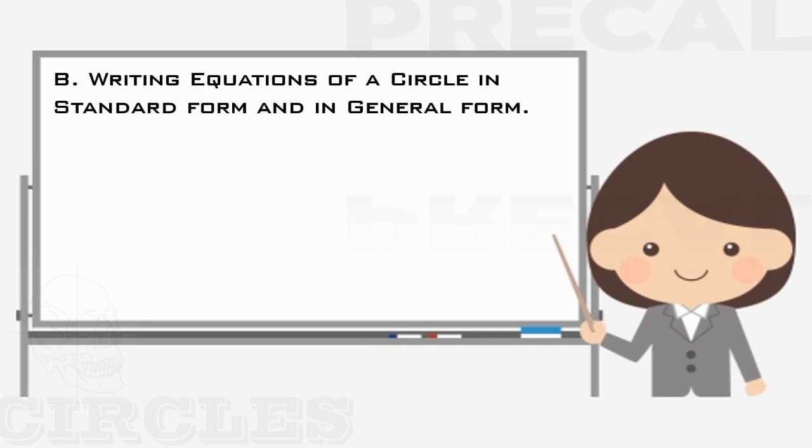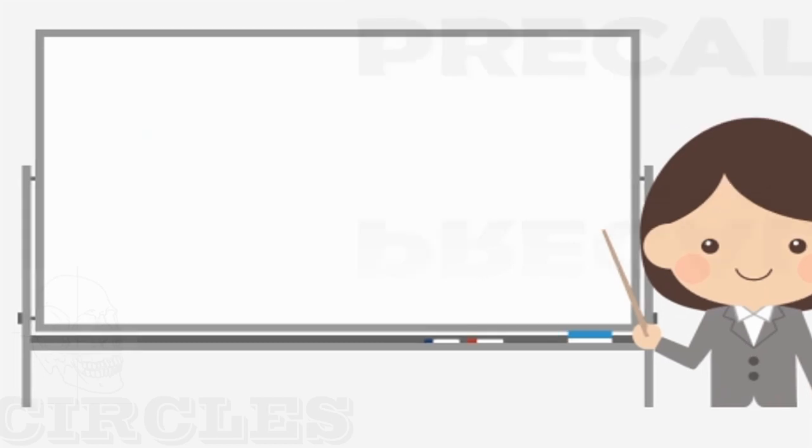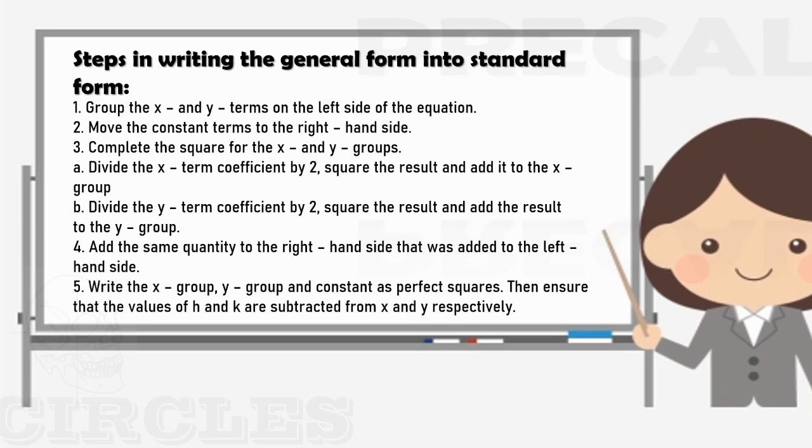Writing the equations of a circle in standard form and in general form. So, yung general equation natin, x squared plus y squared plus dx plus ey plus f is equal to 0, where d, e, and f are constants. And then the standard equation, x minus h squared plus y minus k squared is equal to r squared. So, steps in writing the general form into standard form. So, dito, given yung general form, and then i-convert natin into the standard form. So, there are 5 steps in converting the general form into standard form.